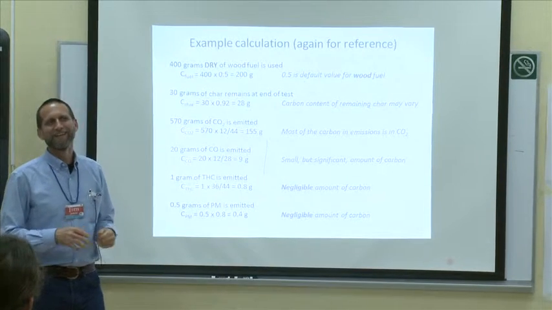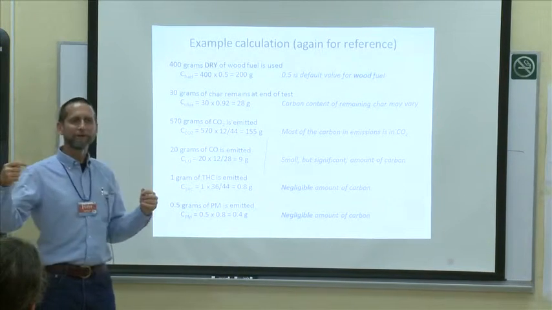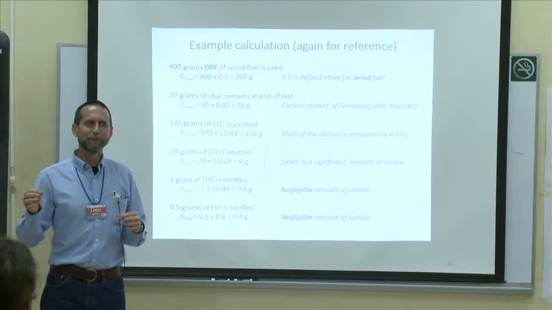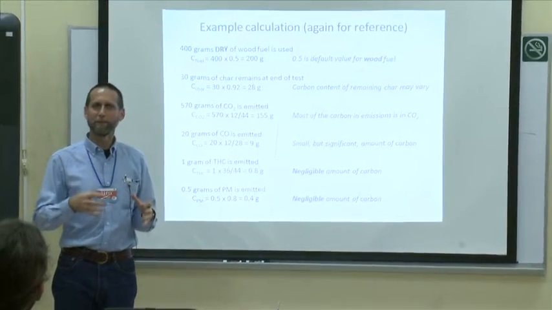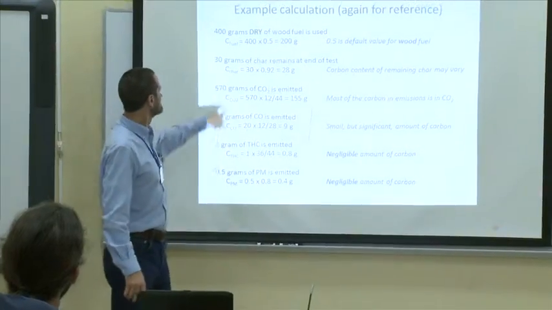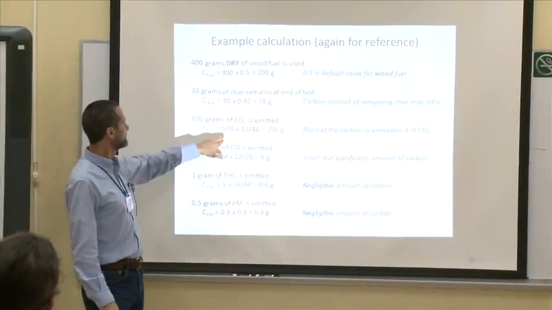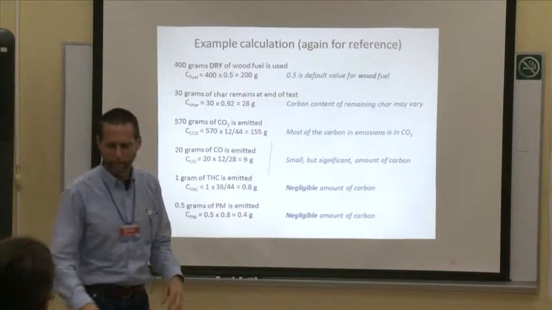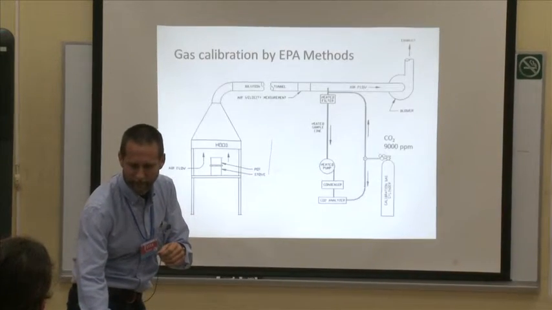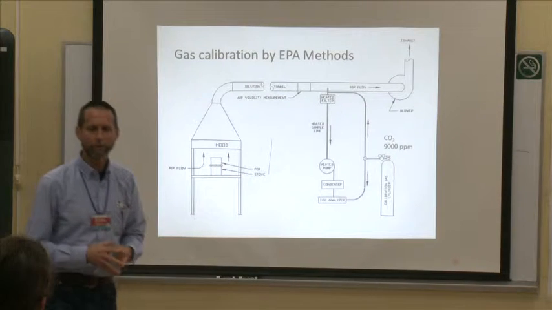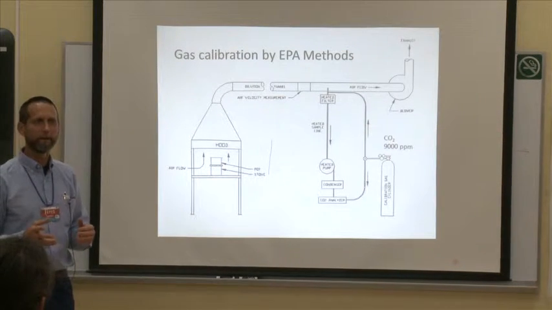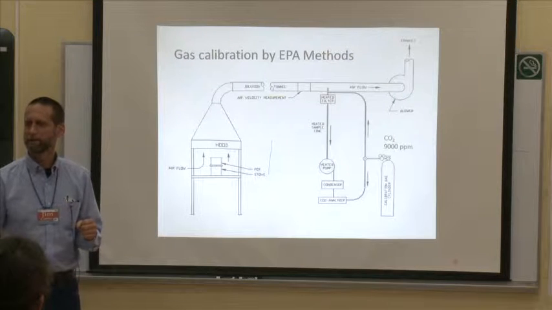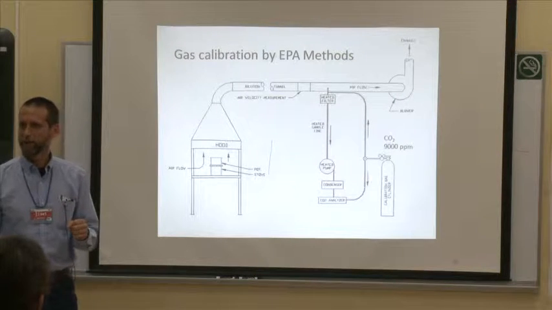Okay? So if your sampling tube is leaking, then that dilutes what your instrument is seeing, and that could make your measurement of CO2 or CO incorrect. And let me show you how we calibrate our instrument. Marcelo was asking about this earlier today.